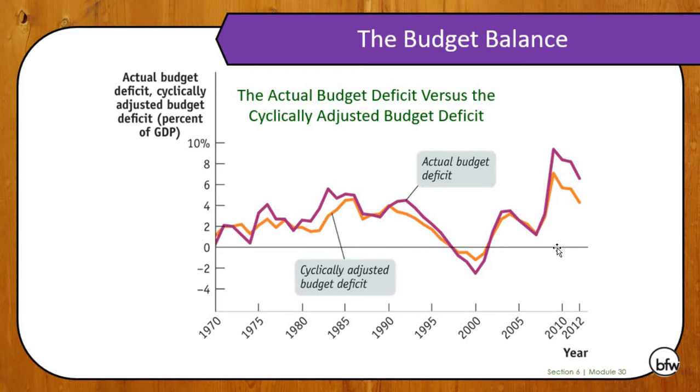The cyclically adjusted budget balance basically takes away the impact of the business cycle. If we take away that impact, we can actually see the budget deficit is a little bit less. It'll increase during these times typically because the government will do expansionary fiscal policy and have some sort of stimulus plan passed.